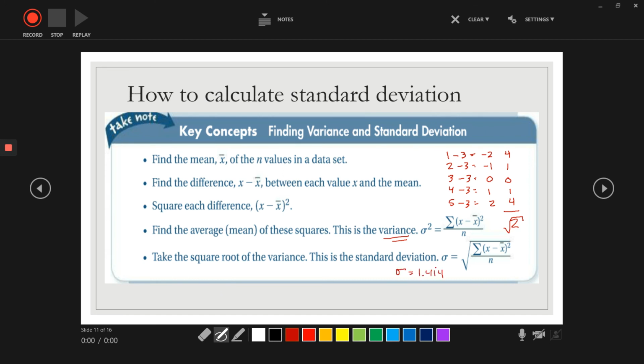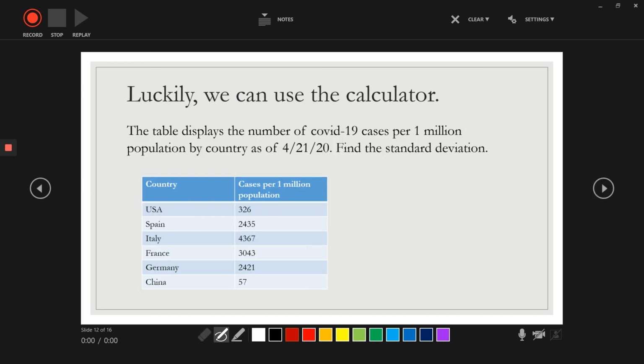Now, that is a big pain to do, especially imagine that you had a very large data set. What if you had like 20 or more numbers and you had to find the average and then find all the differences and then square each one? It's a huge pain in the butt. Luckily, your calculator can do it.